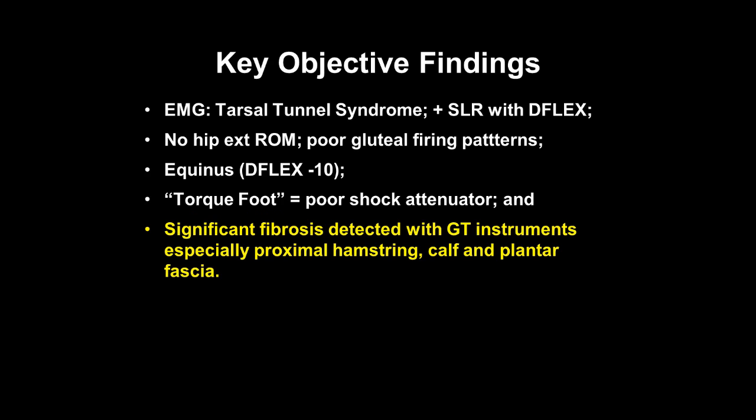She had some key objective findings. In addition to the fact that I found significant fibrosis with the GT instruments all along her posterior chain, hamstring, calf, plantar, she had some range of motion restrictions. She had poor motor control. Glutes were not necessarily firing.